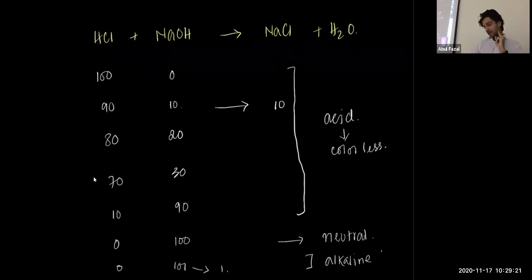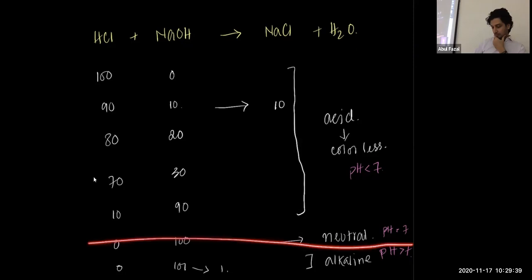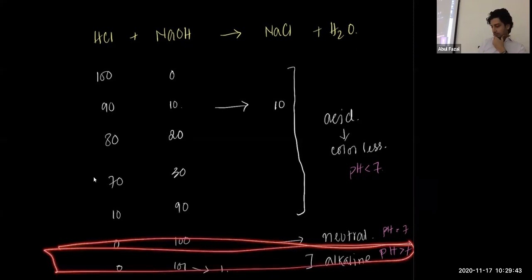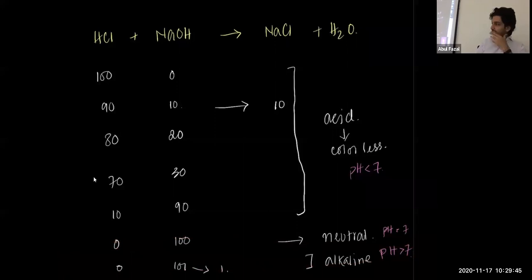And the pH is now greater than 7. Here the pH was equal to 7. Here the pH was less than 7. Yes? What's going to happen to the color of the solution in this region? It's going to be pink, isn't it? What do you think, Aman?